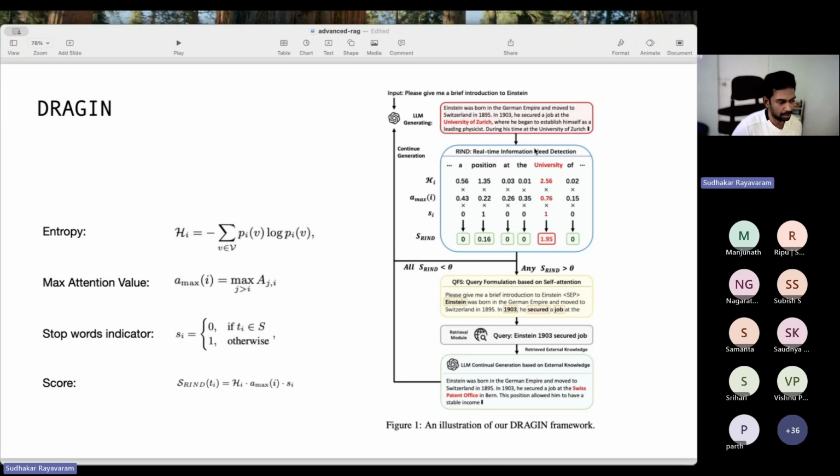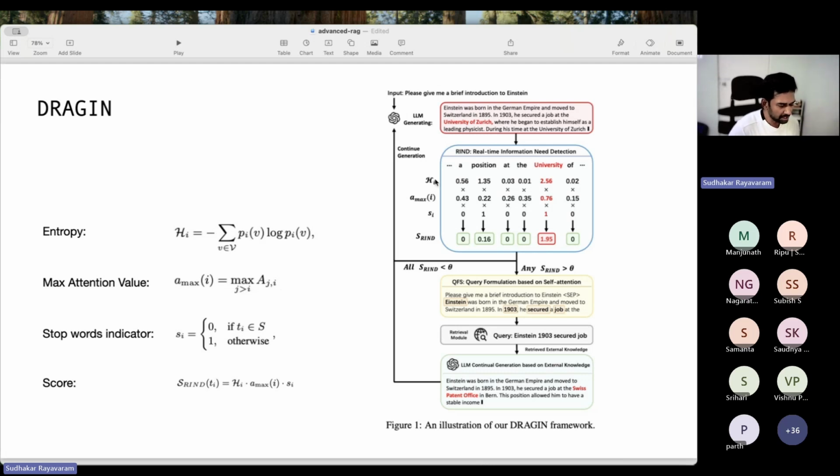Real-time information need detection is awesome. It's a very cool idea. Why? Because what these guys are trying to do is, when the next token is generated, you always check the confidence of the LLM in generating this next token. And they have a formula to calculate the confidence. If you see this, S-RIND, basically the score. This is the formula. Maybe we don't need to go into the details of these formulas, but I'll give you an overview and tell you what it is.